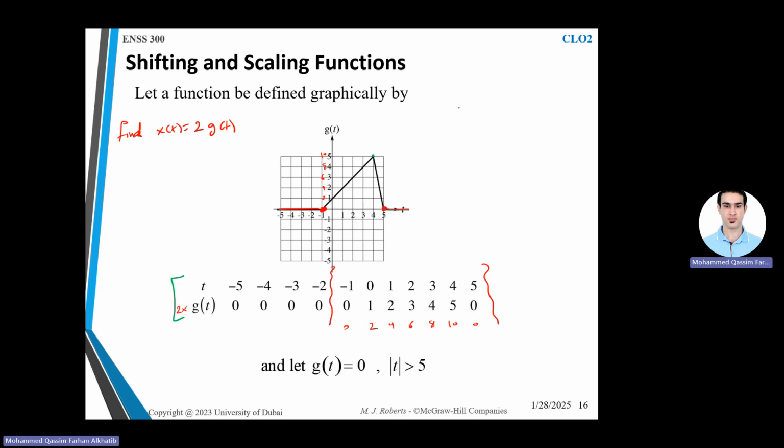Now, what about x2 of t equals negative g of t? So when you multiply by minus, what will happen to the function? It will flip. So graphically, I'm expecting something like this. Okay, that's the -5.